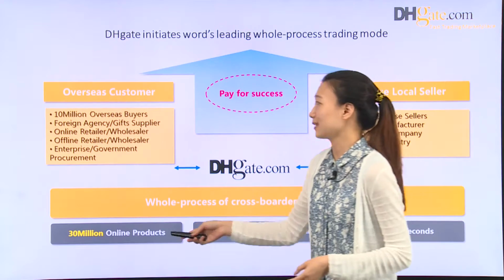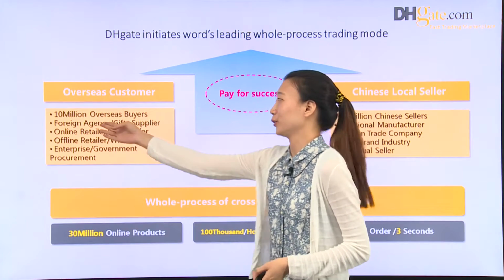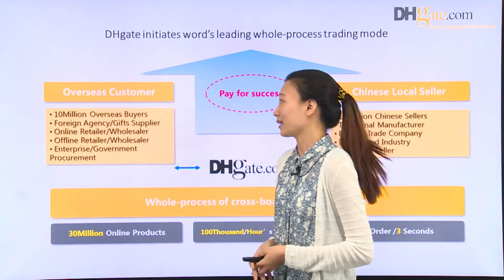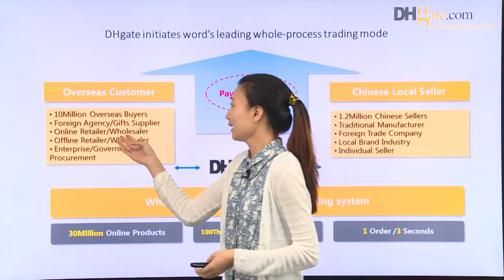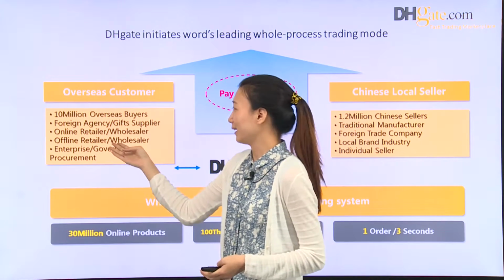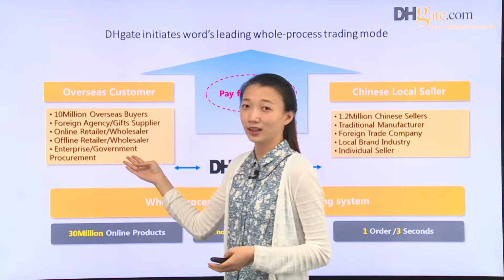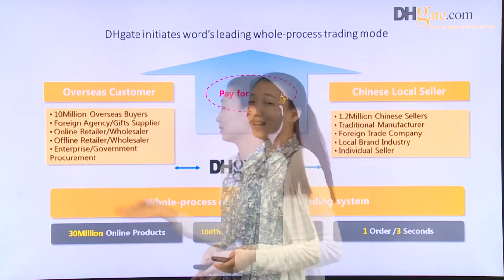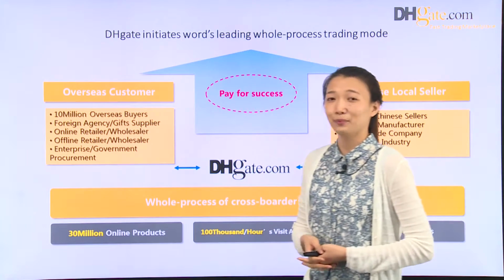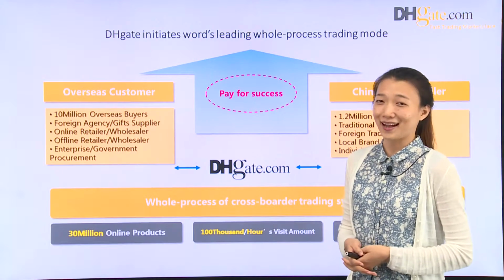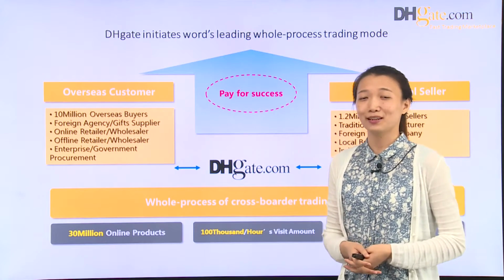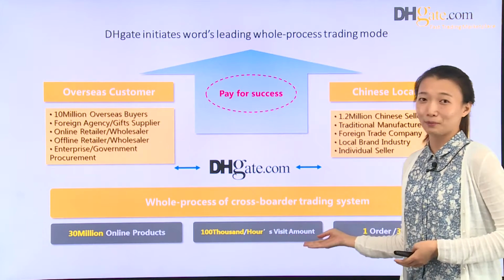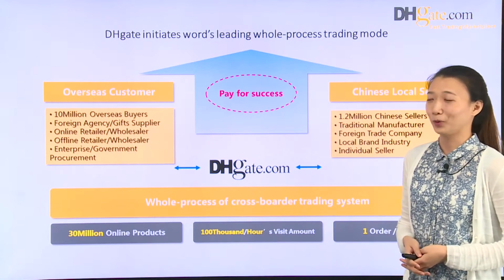And these products are ready to be served to these 10 million overseas buyers. These buyers include foreign agency, gift supplier, online retailer, wholesaler, and offline retailer, wholesaler, and enterprise or government procurement. These buyers know that we are committed to good quality products and comprehensive services that exceed their expectations. So they make the visit amount 100,000 per hour.